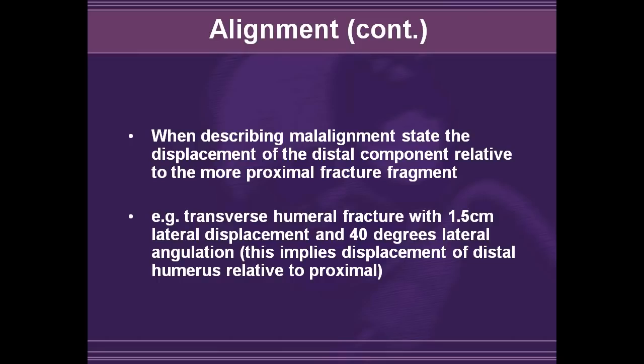When describing malalignment, you state the displacement of the distal component relative to the more proximal fracture fragment. So for example, a transverse humeral fracture with 1.5 centimeters of lateral displacement and 40 degrees of lateral angulation implies that the distal humerus is displaced by 1.5 centimeters lateral to, or relative to, the proximal humerus.